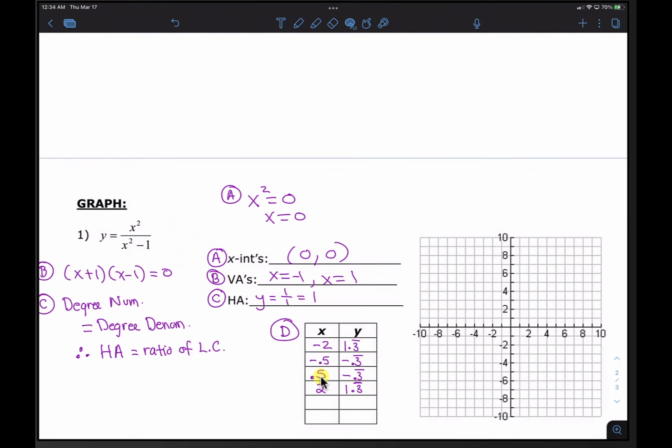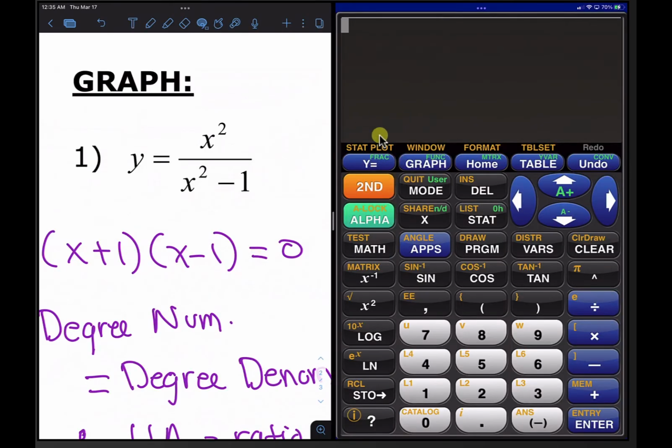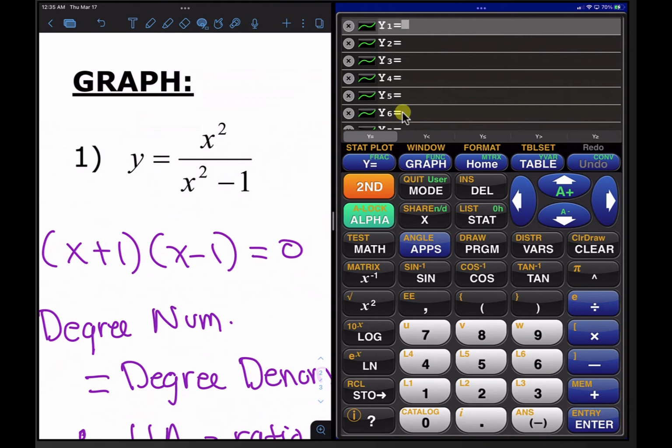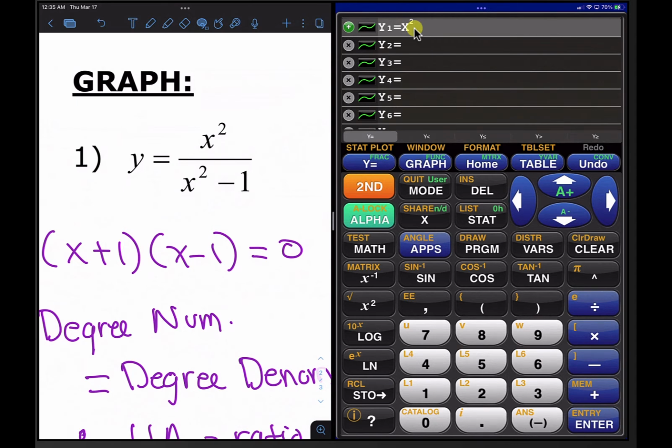Now let's pause and I'll show you how to figure out from the table how to get values that are decimals like negative 0.5 and positive 0.5. So here we are with our calculator. We want to type in the equation. So we'll press the y equals button and then start typing the equation on the top line. So we're typing x squared divided by, and remember you want the denominator in parentheses. So you'll start with an open parenthesis and then type x squared minus 1 and close the parenthesis.